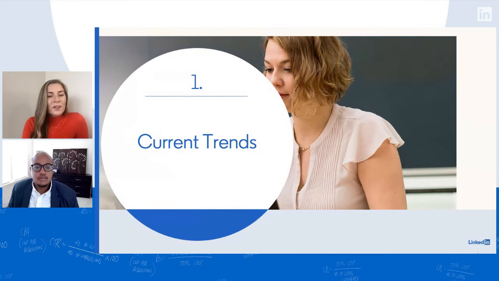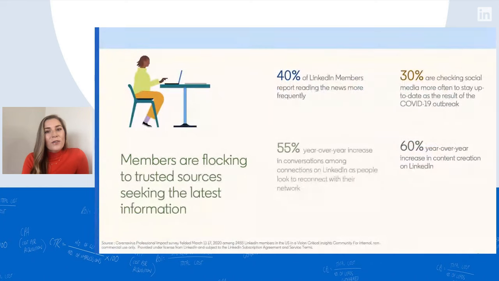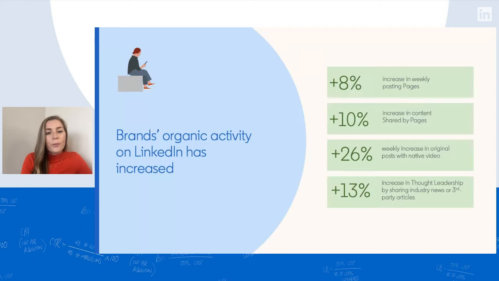Kicking it off, I'll start with current trends. In a recent survey that we did back in March 2020 around the coronavirus outbreak and the current status of the platform, we're seeing members flocking to the platform more than ever for trusted information. 40% of LinkedIn members report reading the news more frequently now. 55% are saying year-over-year increase in conversations among connections on LinkedIn as people look to reconnect with their network during this unprecedented time. 30% are checking social media more often to stay up to date on what's happening in the world around coronavirus and as that continues to evolve. And 60% are saying year-over-year increase in content creation on LinkedIn. So people are posting more now than ever on the platform.